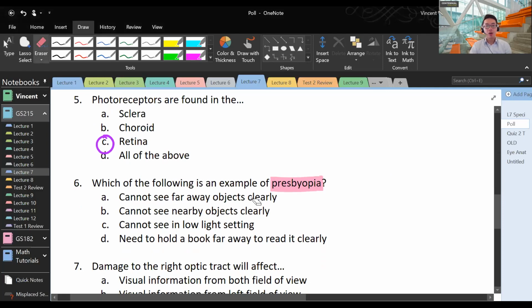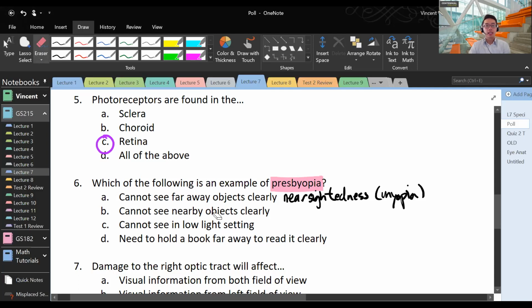Cannot see far away object clearly. Okay, if you cannot see far away object clearly, then we call that nearsightedness, right? Nearsightedness, or myopia. You should look at the lecture recordings to see an explanation of what nearsightedness is.